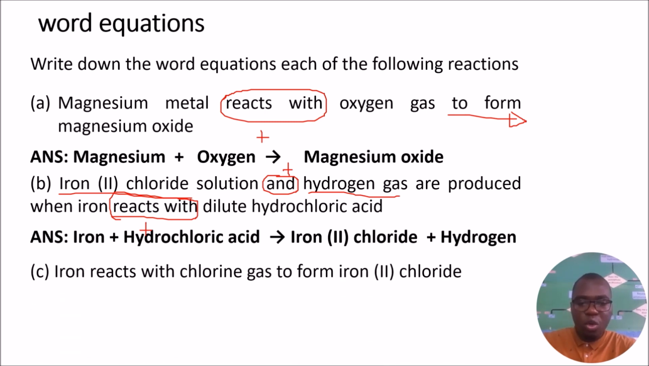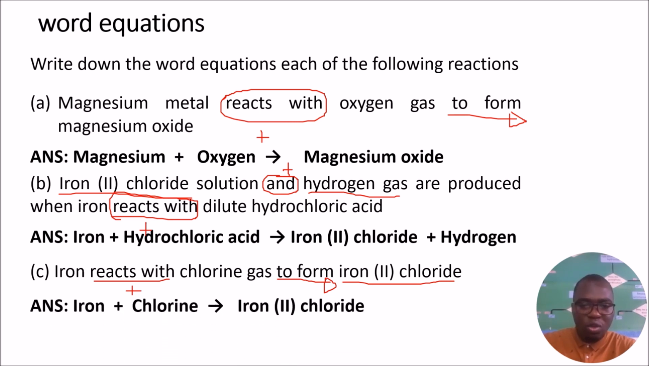Iron reacts with chlorine to form iron 2 chloride. So let's see, "reacts with" means plus. So iron plus chlorine, then "to form" simply means an arrow. To form what? Iron 2 chloride. So there is only one thing here. As a result, we are just going to write iron plus chlorine equals iron 2 chloride.